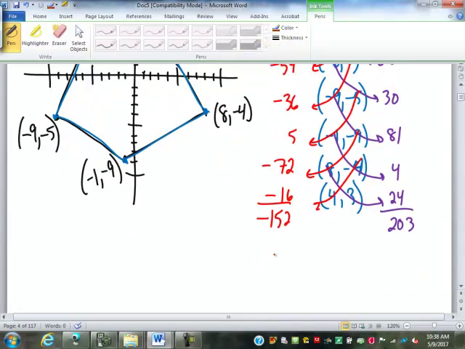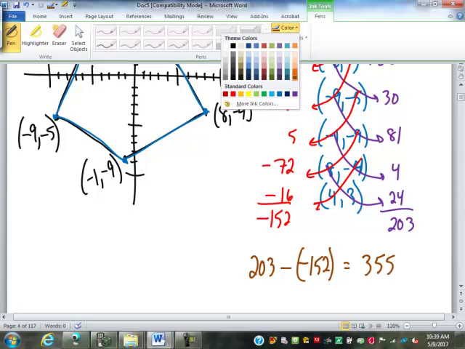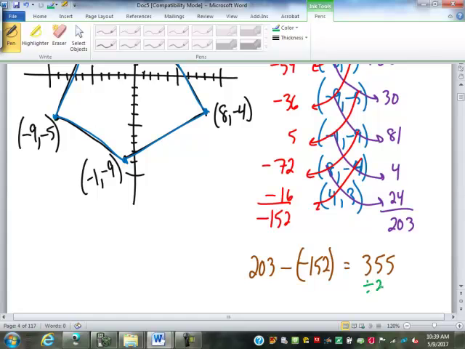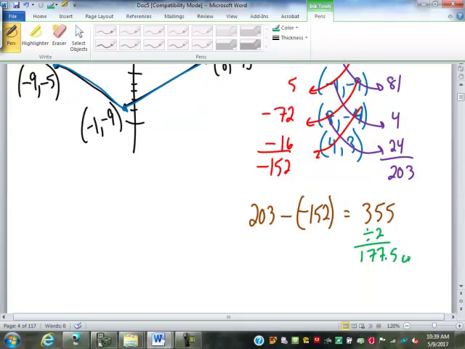So now what are we going to do next? 203 subtracted negative 152, which is going to be 355. And then divided by 2. So 177.5 units squared. What do you think?